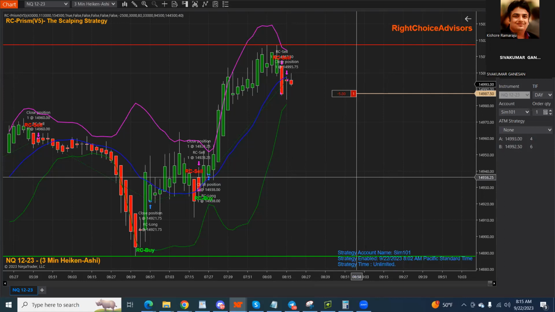I'm still holding my puts. There is a small bounce, but we are expecting a drop. We may see around 14970 or something on NQ, because there was a lot of buying pressure. Now there will be some sell off, and then again it will go up further.